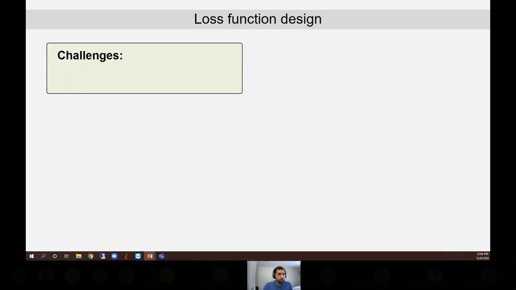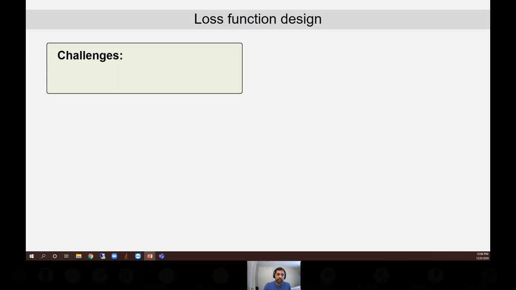So we have the deep neural network. I've shown you the training data. Now, the final step is the loss function. The loss function for any deep neural network application is generally designed depending on the problem and the training data. And that is exactly what we did.